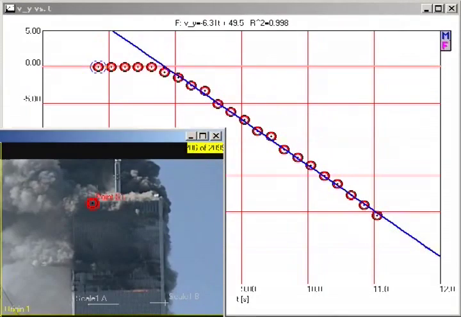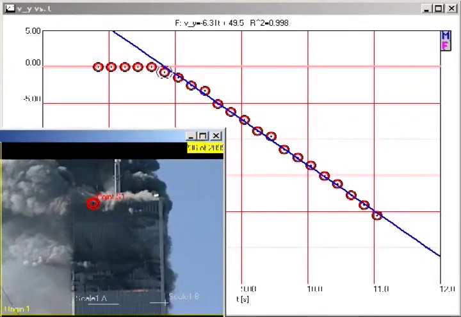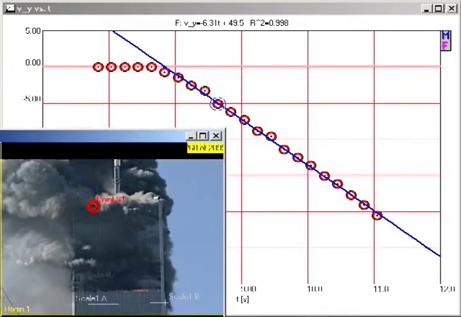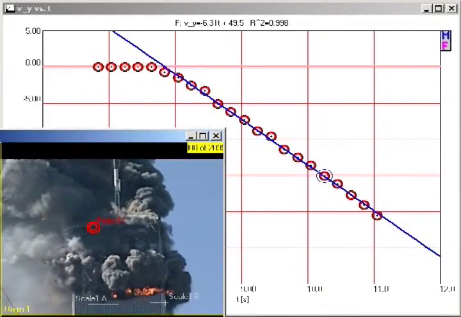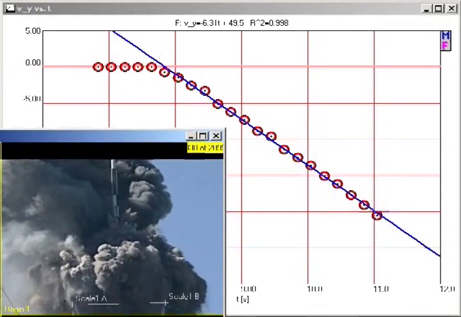The analysis is simpler if we plot velocity as a function of time. On this kind of a graph, a straight line indicates constant acceleration. First note that there is a sudden onset of collapse, as the point we are tracking makes a sudden transition from being at rest to an approximately constant downward acceleration.